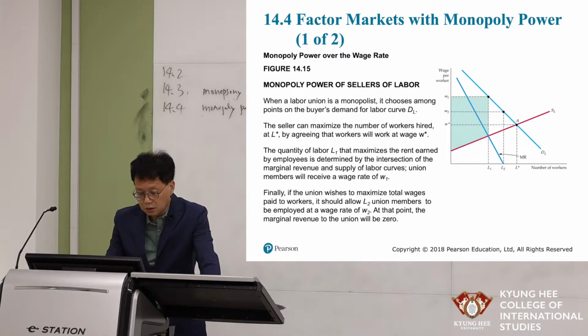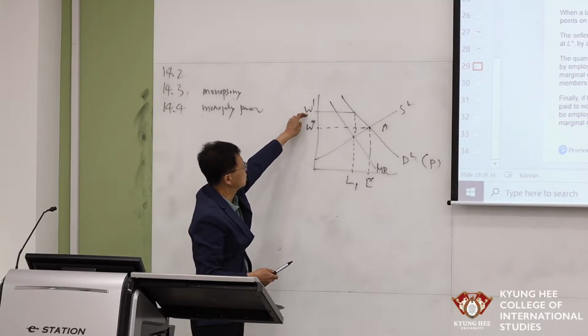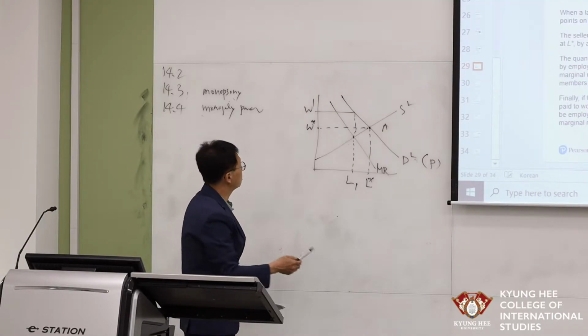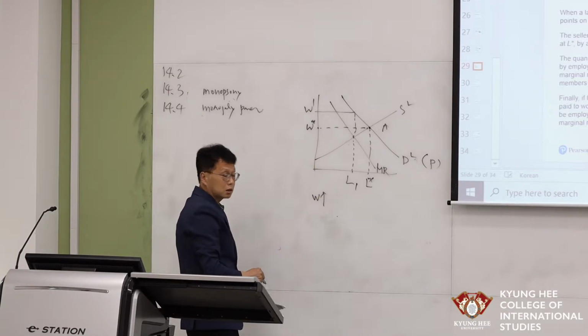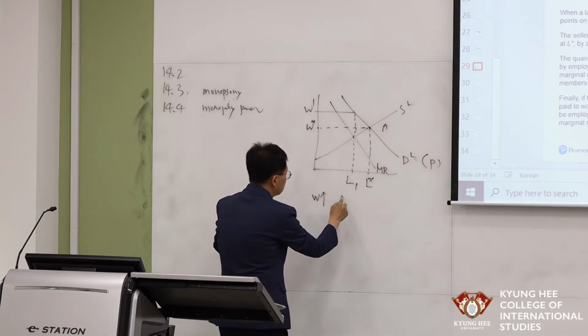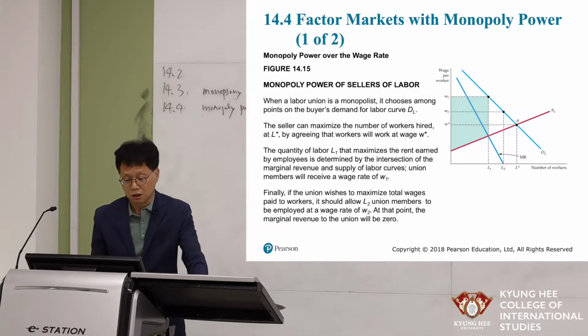That is explained here. The quantity of labor L1 that maximizes the rent earned by employees is determined by the intersection of marginal revenue and the labor supply curve. Union members will receive a wage rate of W1. Because the labor union has monopoly power, the wage rate increases to W1, and labor employment decreases. That is the effect of a labor union. Can you understand?